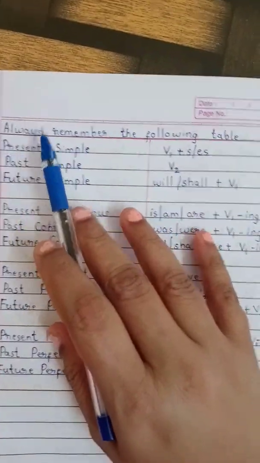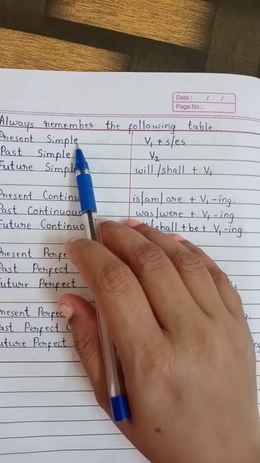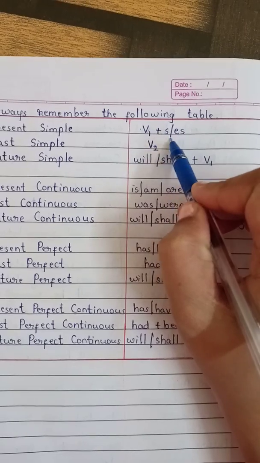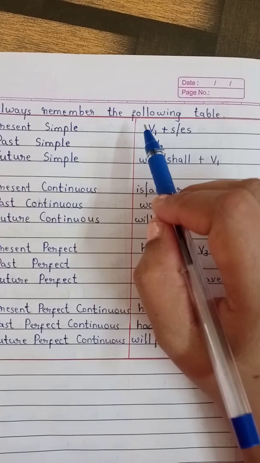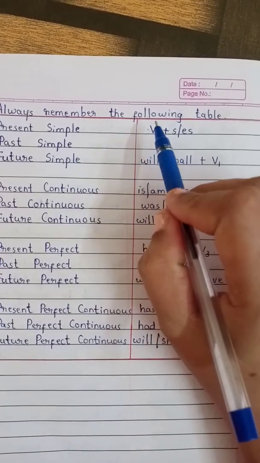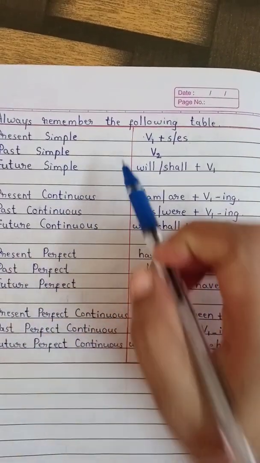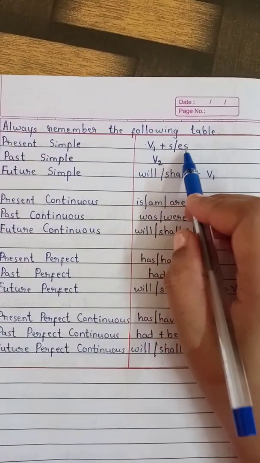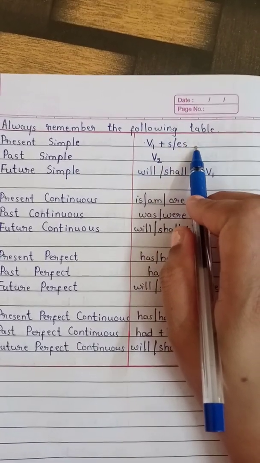Okay, children. So, how will the verb form be? See, always remember this following table. So, in the present simple form, the verb will be in V1. So, V1 plus s or es. Sorry children. When the subject is singular, we will add s or es to the what? To the verb. V1 plus s or es.